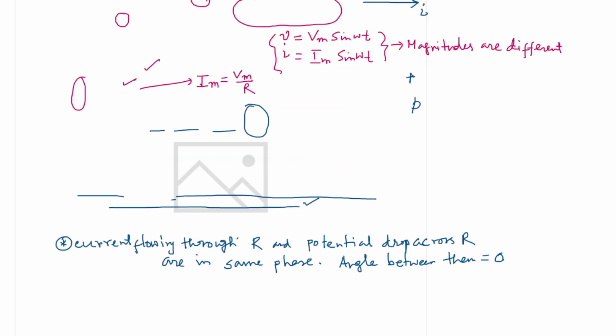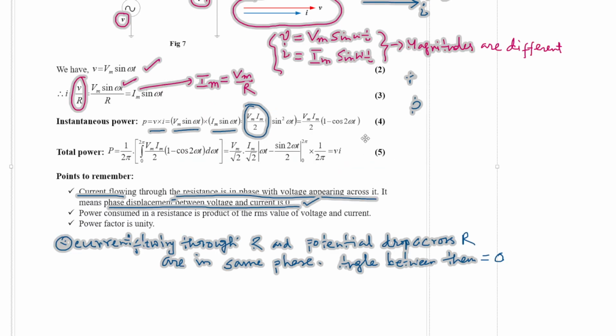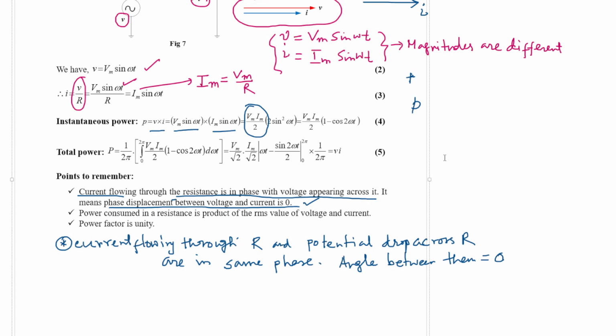So let us go back. So you see, this is the formula. Instantaneous power is Im by 2 1 minus cos 2 omega t. So what is the total power?